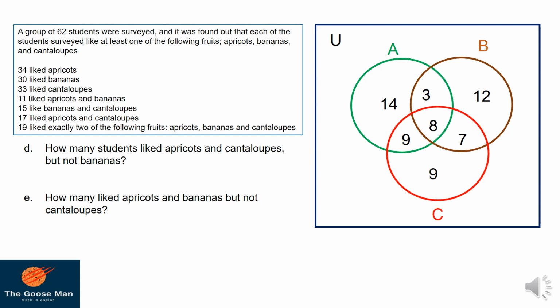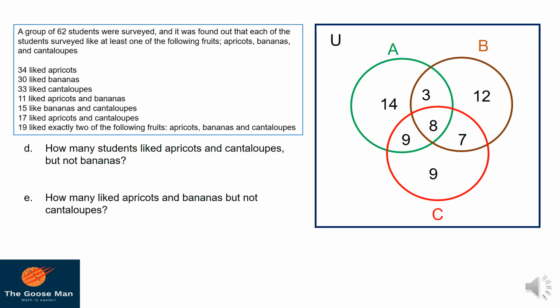Let's move on to question letter D. How many students like apricots and cantaloupes but not bananas? Again, we will consult our Venn diagram. Where is the apricot, and where's the apricot and the cantaloupe? So this is the apricot and this is the cantaloupes.